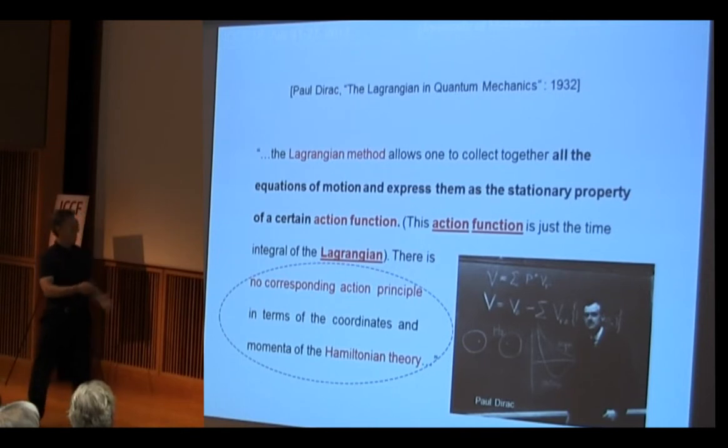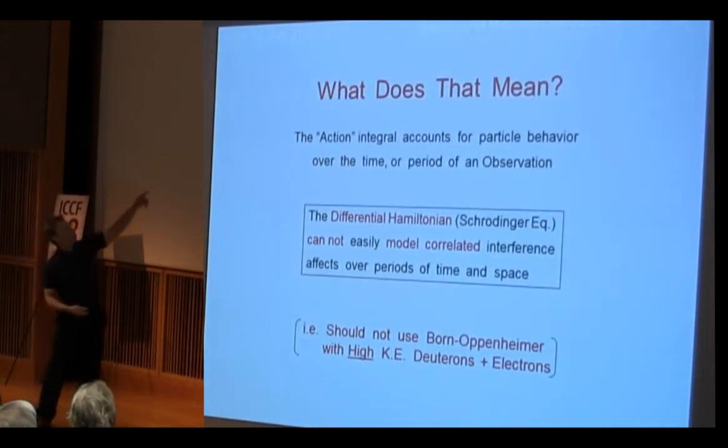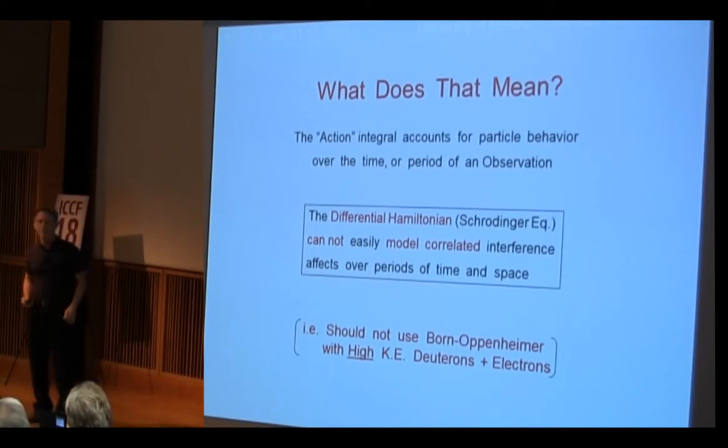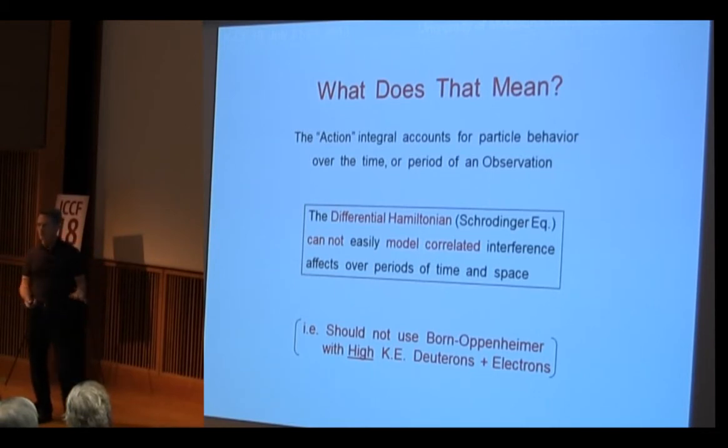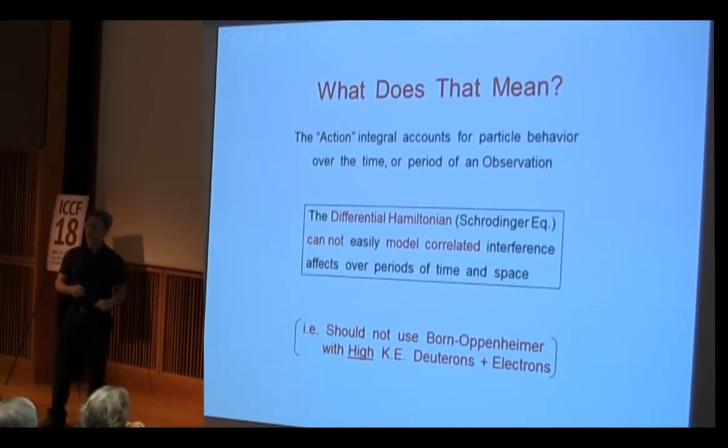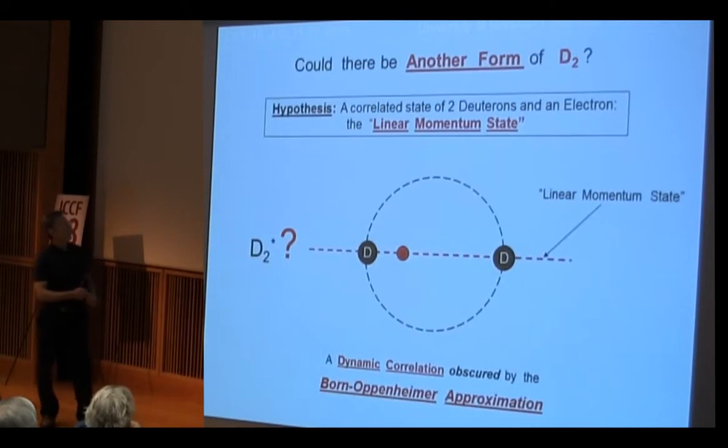All right, what the hell does that mean? Well, the action integral accounts for particle behavior over a period of time, or period of an observation. And the Hamiltonian is a differential equation. And so it has a hard time correlating interference effects over periods of time and space. So what that means is you shouldn't use the Born-Oppenheimer equation if you think that the kinetic energy of the deuterons is going to be high.